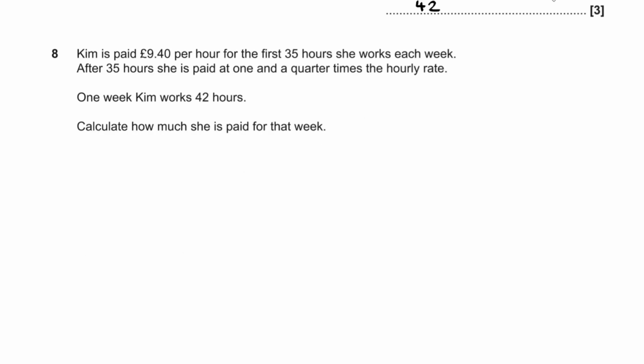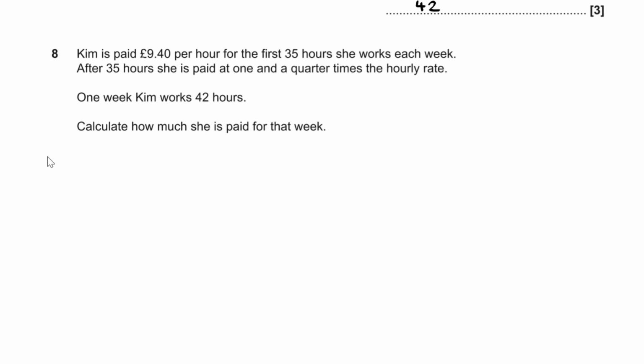Question number 8. Kim is paid £9.40 per hour for the first 35 hours she works each week. After 35 hours, she is paid at 1.25 times the hourly rate. One week, Kim works 42 hours. We have to calculate how much Kim is paid for that week. Well, first of all, if she works 42 hours and her regular working hours are 35 hours, we can find out how many extra hours she is working.